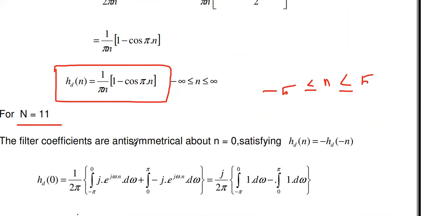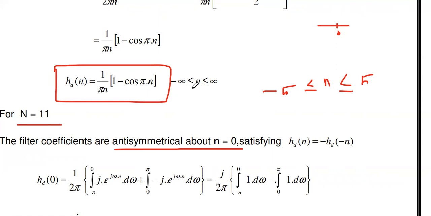And the next one: you know this ideal Hilbert transformer, the corresponding coefficients hd(n) are anti-symmetrical about n equal to 0. What is meant by anti-symmetrical? Before that we solved 5 problems. In all those sequences, if it is a low pass filter or high pass filter, all of them have symmetrical filter coefficients. Symmetrical means about n equal to 0, the two values are equal. That is, hd(n) and hd(-n) are equal.